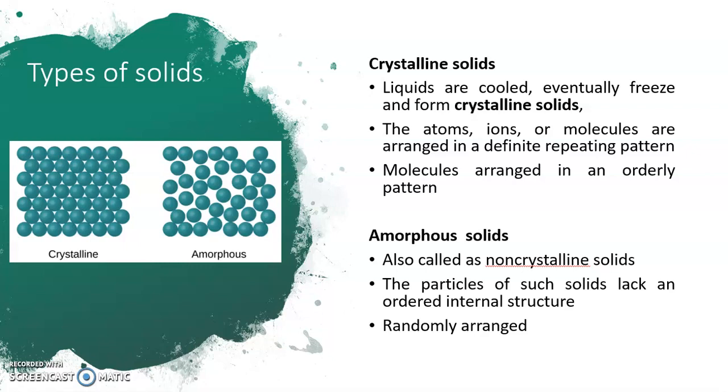You have a particular 3D array in the crystalline solids, whereas amorphous solids are also called as non-crystalline solids. So they lack particular ordered internal structure, which we can see in case of crystals, and thus the amorphous solids are randomly arranged molecules or particles or atoms. So this is the basic difference between crystalline and amorphous solids.